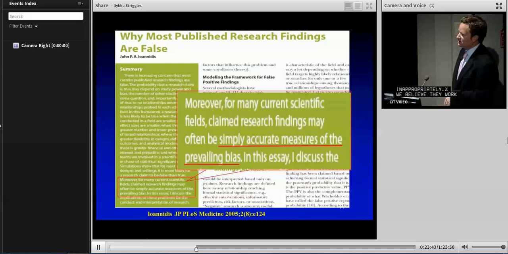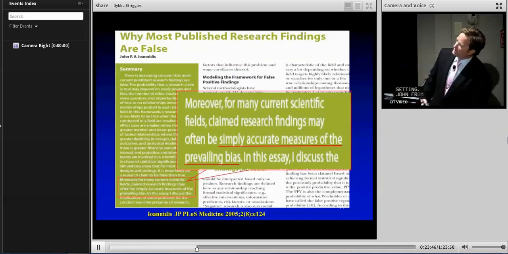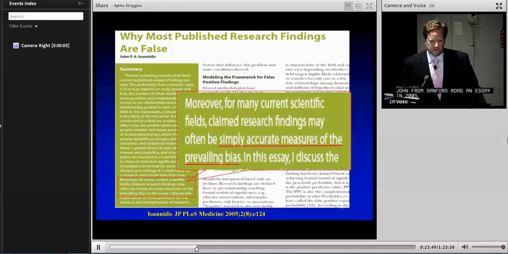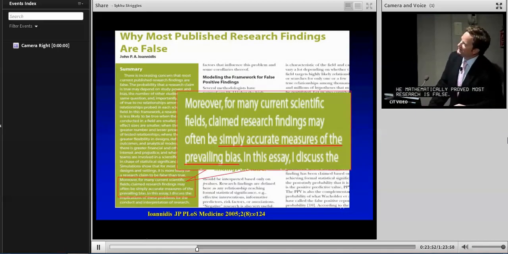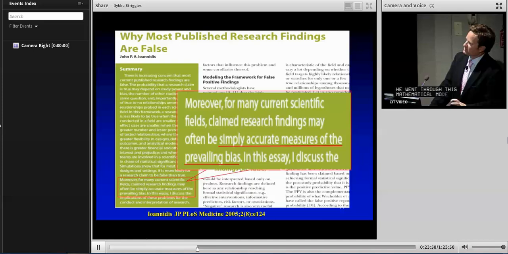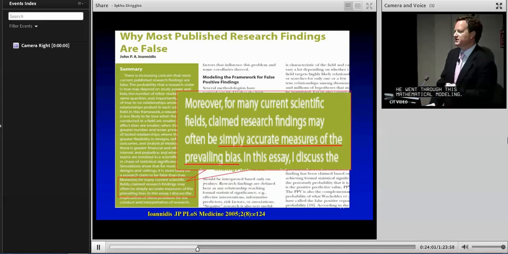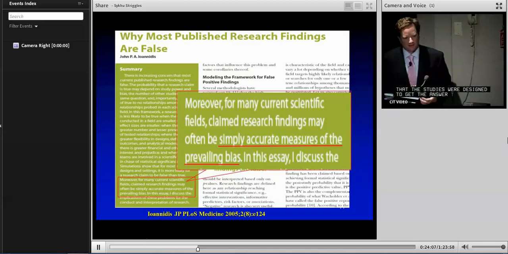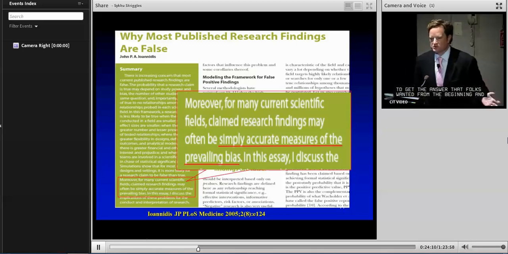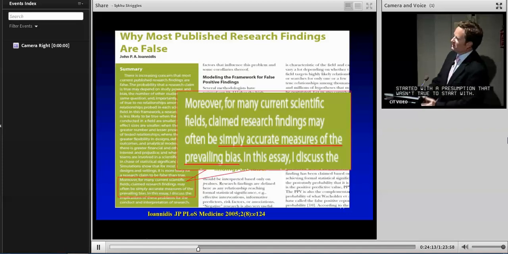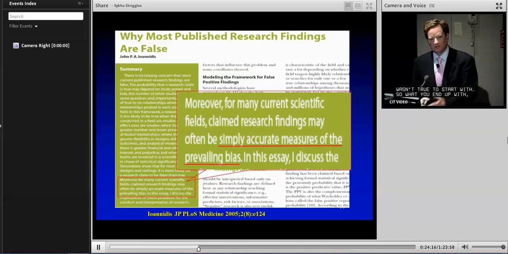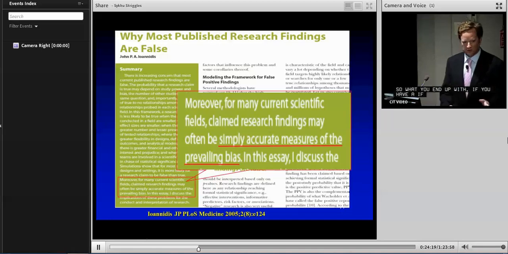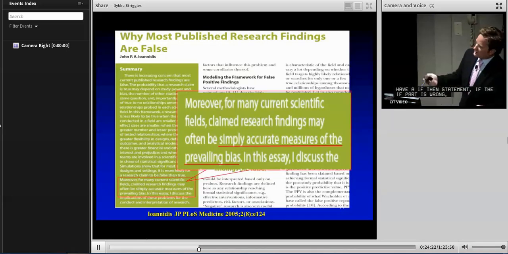John Ioannidis from Stanford wrote an essay back in 2005 where he mathematically proved that most research is actually false. He went through this mathematical modeling, and he said, moreover, for many current scientific fields, claimed research findings may often be simply accurate measures of prevailing biases. If you read this essay, he goes through saying that the studies were designed to get the answer that folks wanted from the beginning, and they started off with a presumption that in fact wasn't true. So if you have an if-then statement, and the if part of the statement is wrong, the then statement is going to be for sure inaccurate and wrong. So this gets to the issue of not just looking at what people believe to be true.